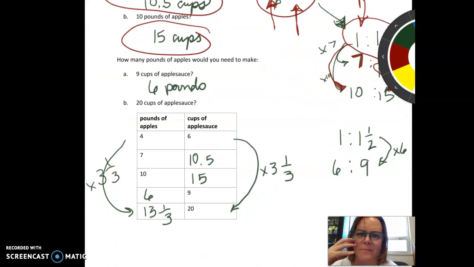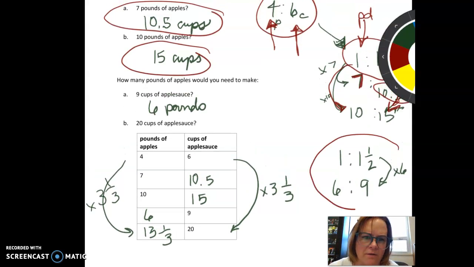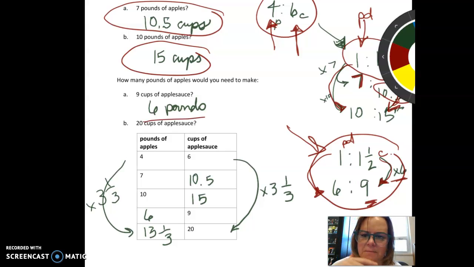So how many pounds of apples would you need to make 9 cups of applesauce? Well, same thing. I'm still going to use that unit ratio. For every 1 pound of apples, I can get 1.5 cups of applesauce. And I know that if I multiply 1.5 times 6, I get to that 9 cups of applesauce. So then I'm just going to multiply 1 times 6 to get 6 pounds of apples needed.